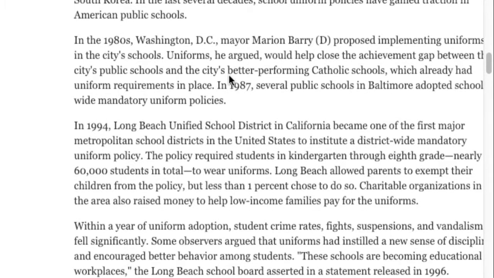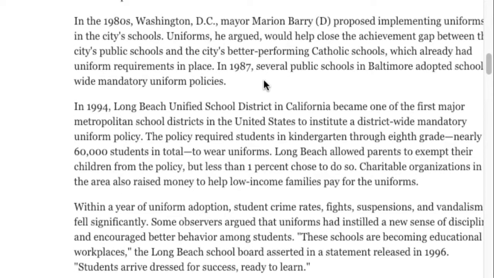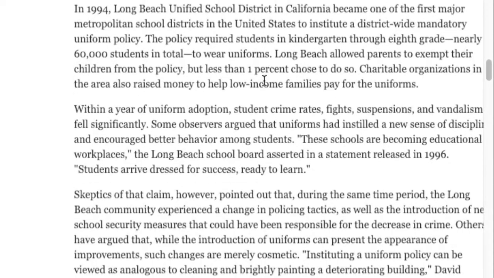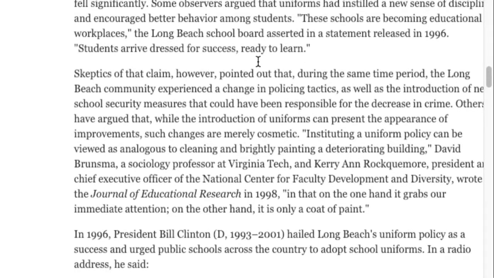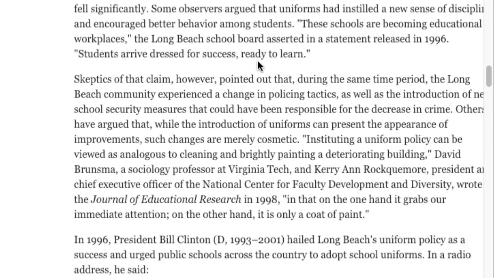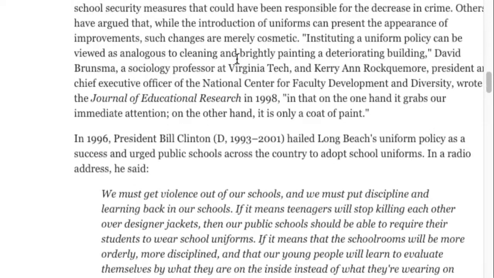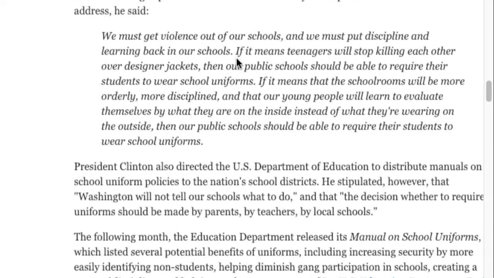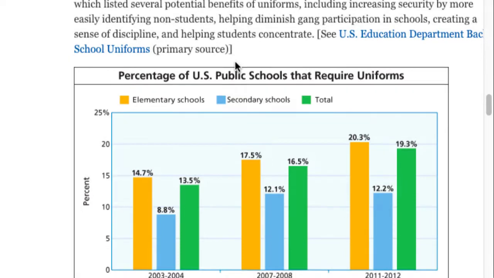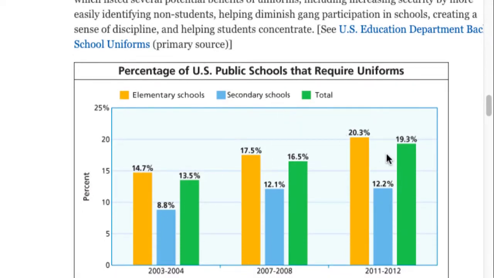Here is some information about what happened in Washington, D.C. when the mayor in the 1980s found that the Catholic schools, which were better performing than the public schools, had uniforms. And then here's a success story about Long Beach, California. Their switch to uniforms resulted in fewer fights, less crime, fewer suspensions, less vandalism. Things were going very well, which led President Clinton at the time to put out a manual telling the rest of the country how to do it. And this chart shows that after Clinton's initiative, a full 20% of the public school students in the United States are wearing uniforms, at least as of 2012.